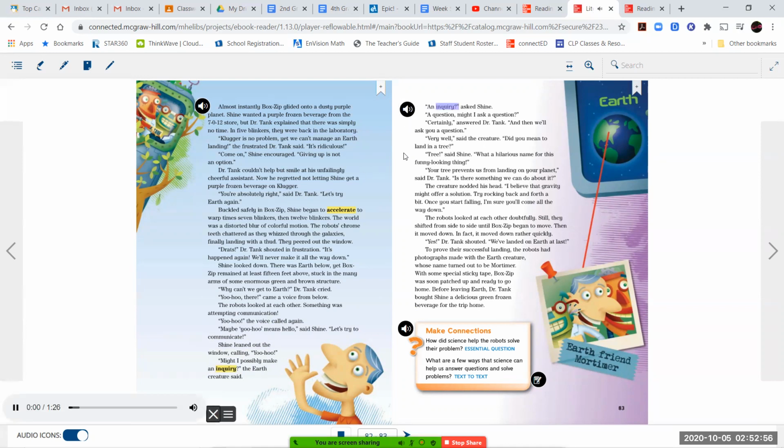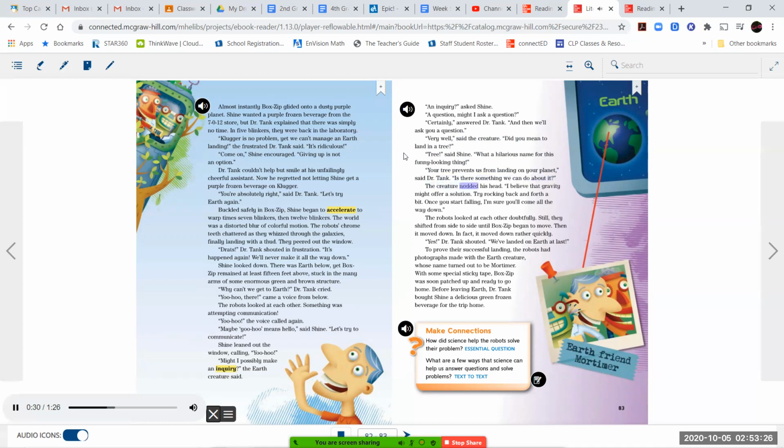"An inquiry?" asked Shine. "A question. Might I ask a question?" "Certainly," answered Dr. Tank. "And then we'll ask you a question." "Very well," said the creature. "Did you mean to land in a tree?" "Tree?" said Shine. "What a hilarious name for this funny-looking thing." "Your tree prevents us from landing on your planet," said Dr. Tank. "Is there something we can do about it?"